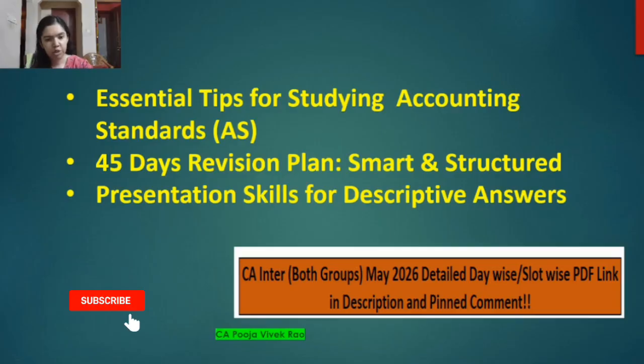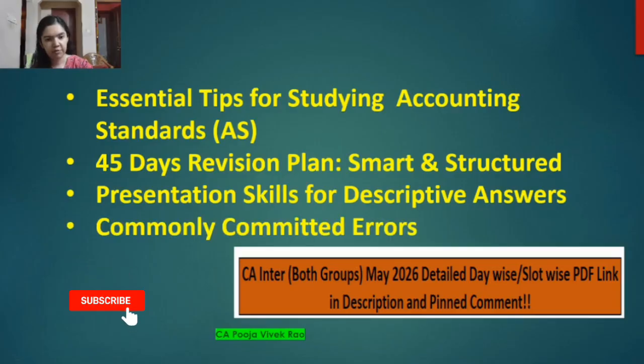Now coming to the most important part of this webinar, that is the commonly committed errors during the past exam. Please note this down so that you do not commit these errors in your exam. The first error is ignoring the MCQ practice. 30 marks are from MCQ, and these are very crucial for overall success. And there is no negative marking also.